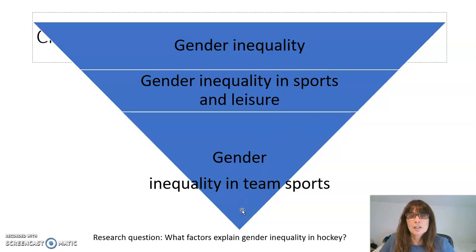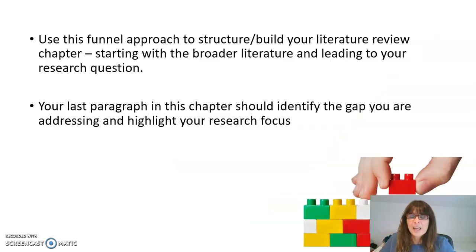Now, when you're writing your literature review, what you want to do is to use this sort of structure where you're going to start at the top and then bring the reader with you down to your more specific question. Using this approach, what you're doing really is building your literature review. You're starting with the broader literature and then you lead the reader to what the research question is. Your last paragraph in this chapter should identify the gap you're addressing and highlight your research focus.